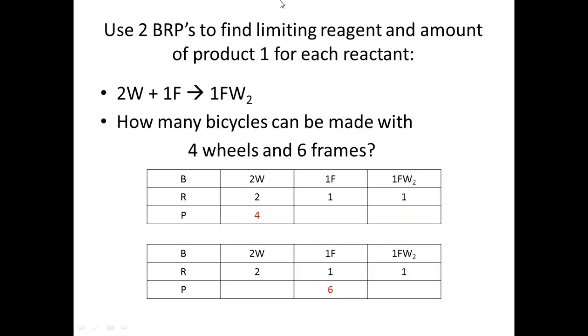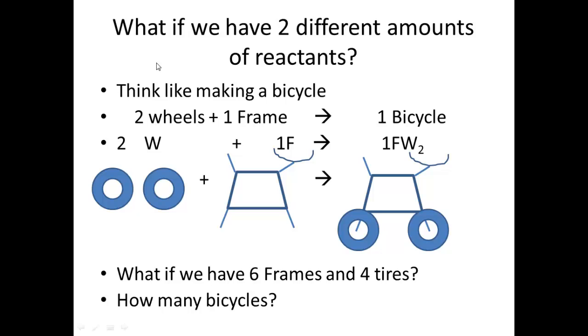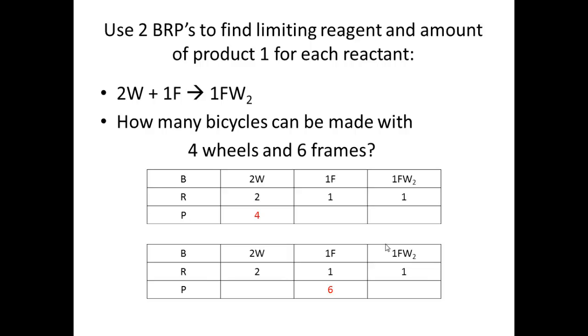So what we want to do when we have a problem where we have 2 separate amounts of reactants, in this case 6 frames and 4 tires, is make 2 BRPs, balanced ratio problem approaches. So I have one with 4 wheels and I have one with 6 frames right here. So I need to figure out which one works, and I can do those similar to how I did in the past. And I have 4, 2, and 2, and 12, 6, and 6. But I have 2 separate answers. I can either make 2 bikes or 6 bikes.